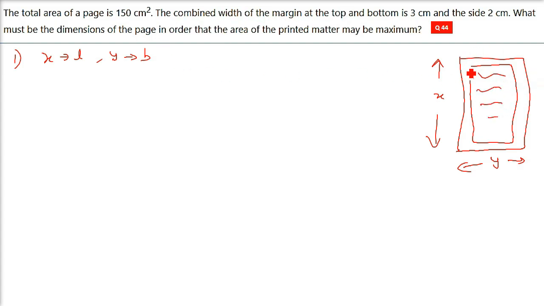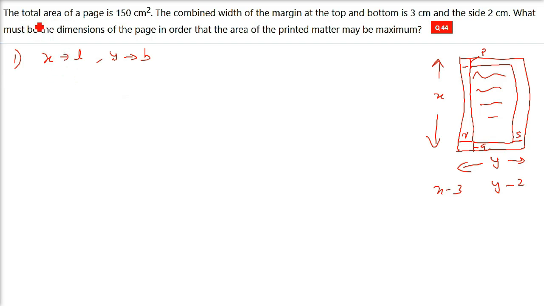And what is the top? Top total margin is 3. So this is x. Because there will be margin on both the sides, top and bottom also, from x you have to subtract 3 so that you get the actual printed space. X minus 3. And what about the 2? That is this one. Call it R and S. I'm just saying it so you understand what I'm trying to do. R plus S is 2. P plus Q is 3. So you have to subtract this 2 from y. Y minus 2. So x minus 3 into y minus 2.